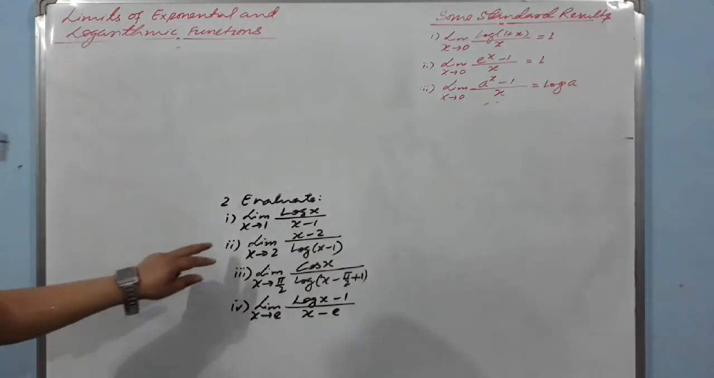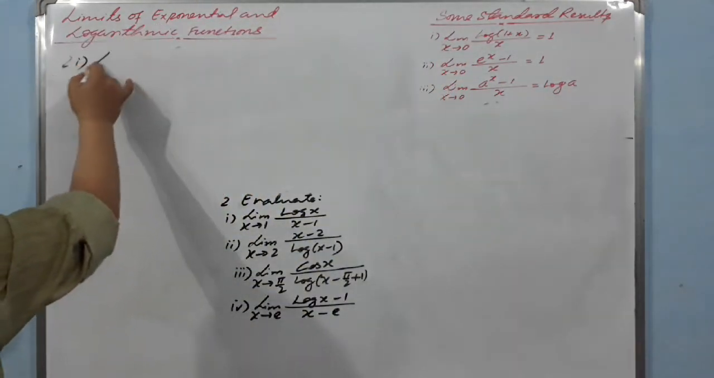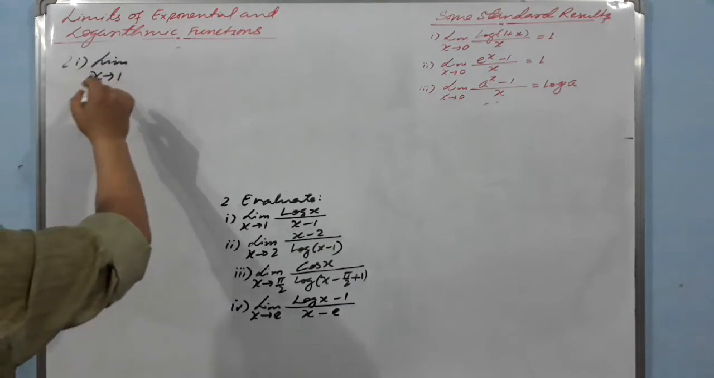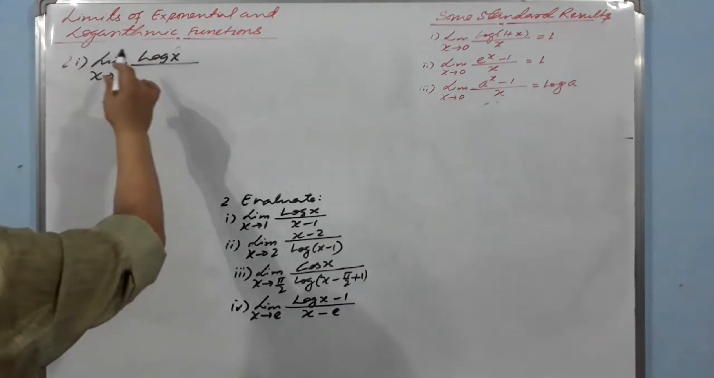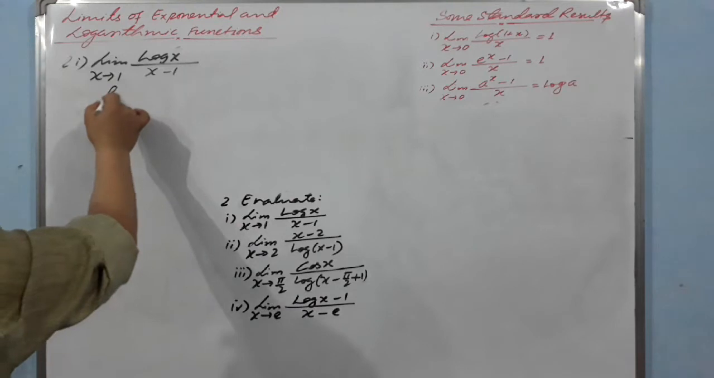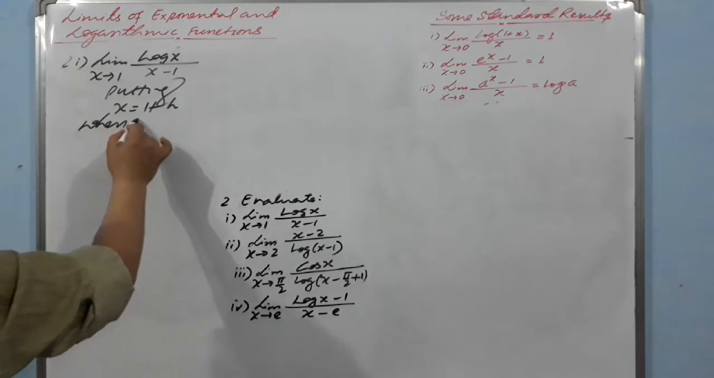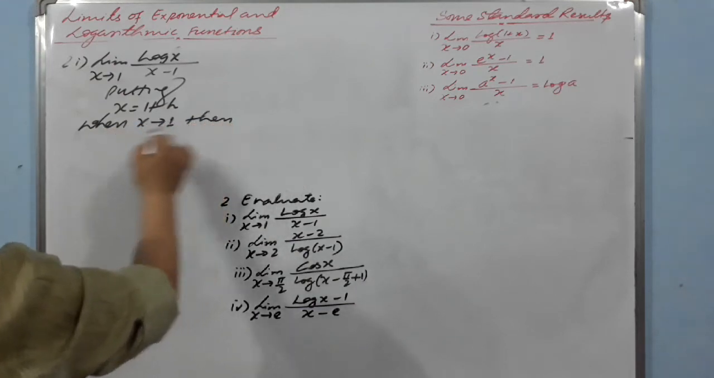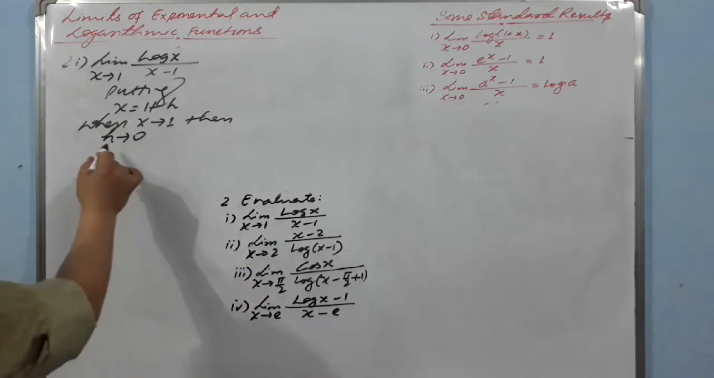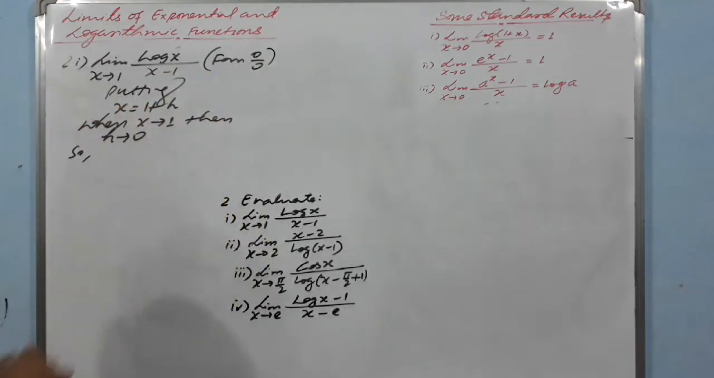So I have taken your 1, 2, 3, 4 logarithmic limit of logarithmic functions, right? So now we will use the first standard result. Very simple, the first limit as x tends to 1 of log of x over x minus 1. You can do this by putting x equal to 1 plus h, so when x tends to 1, h tends to 0. This is in 0 upon 0 form, you can check, log 1 is 0.